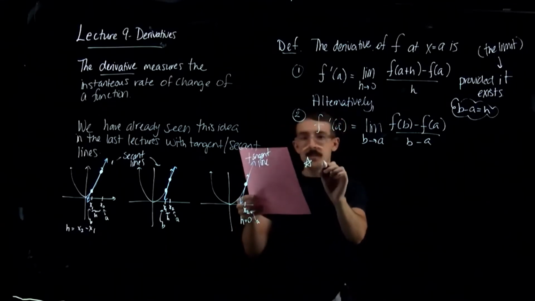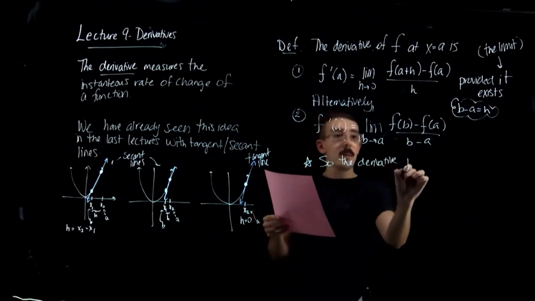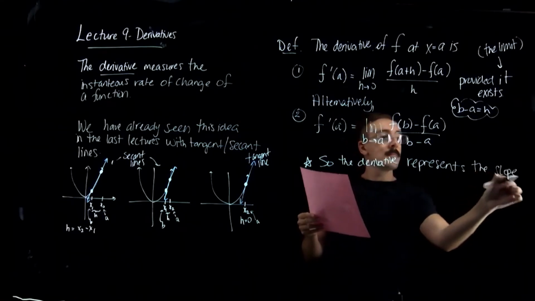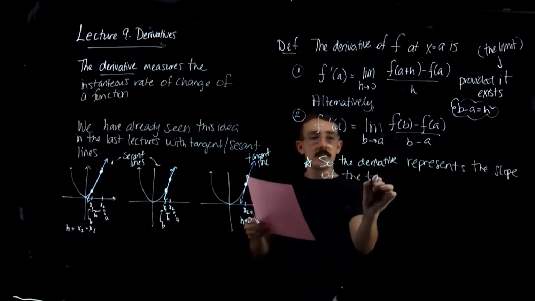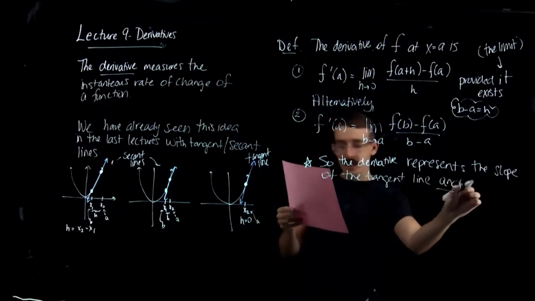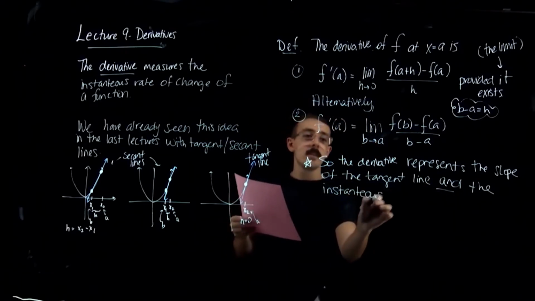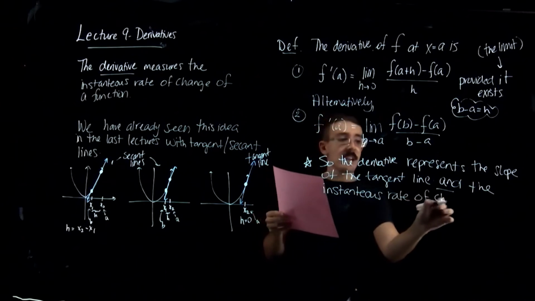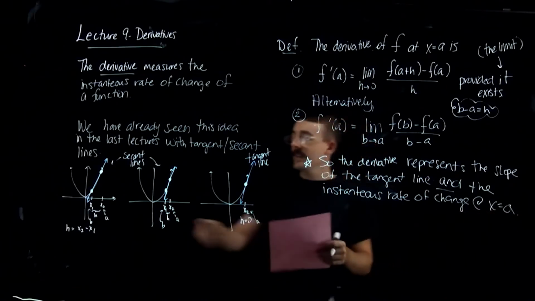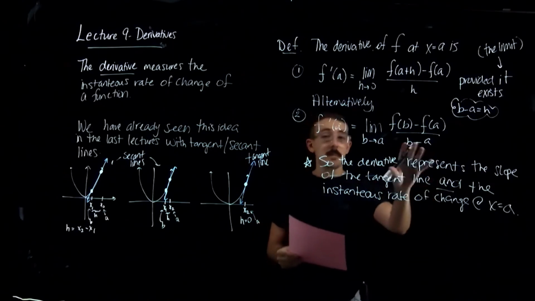So I'll just put a note here. The derivative represents the slope of the tangent line and the instantaneous rate of change at x equals a. So again, I'm calling this x2 right here, that x1 is approaching. I'm going to call that special point a. So it's equal to actually both of these things.